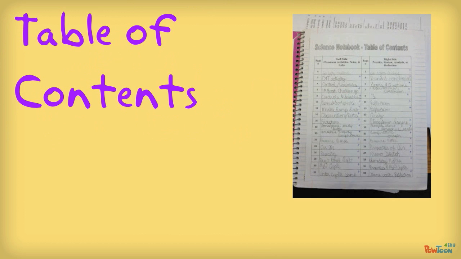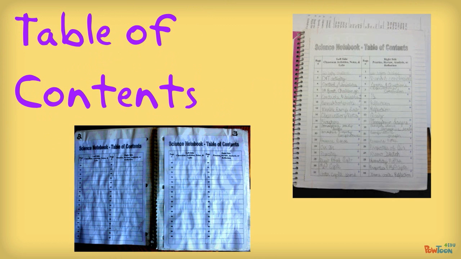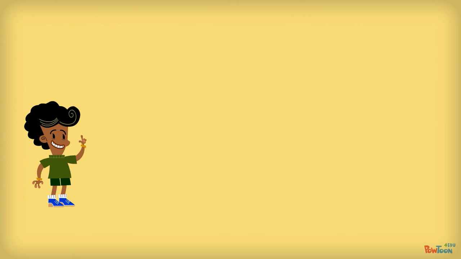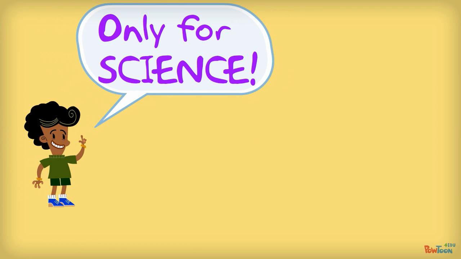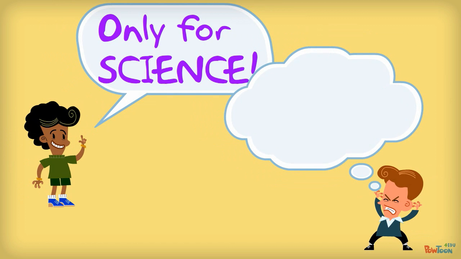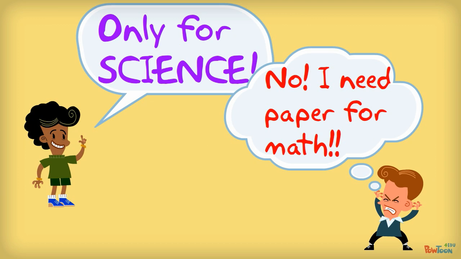In order to keep everything organized, you'll need to set up a table of contents. That way you and the teacher can find everything. And just a couple more items. This notebook is only for science. Don't use it for any other class. And no ripped out pages. If you need paper for another class, get it from another notebook. Missing pages will mess up your notes and your grade.